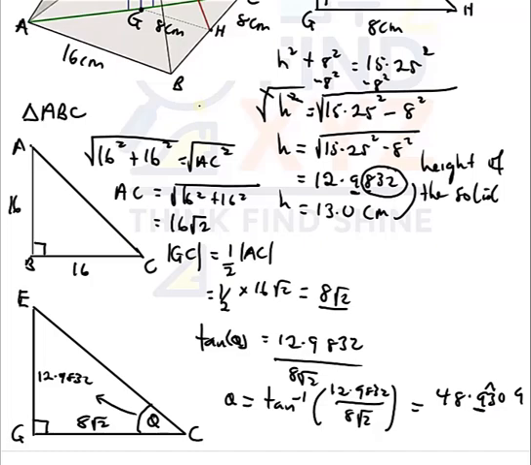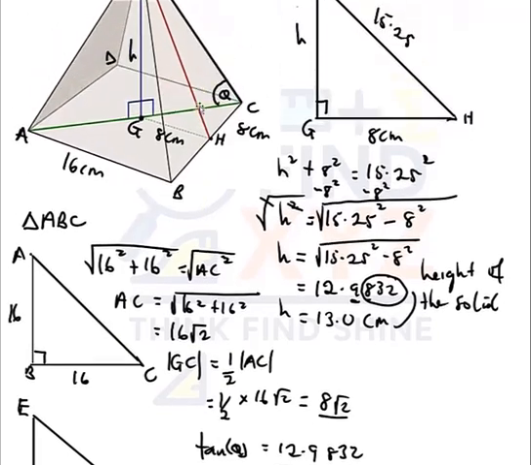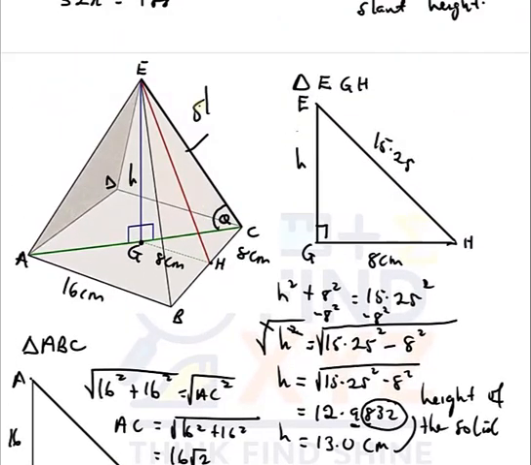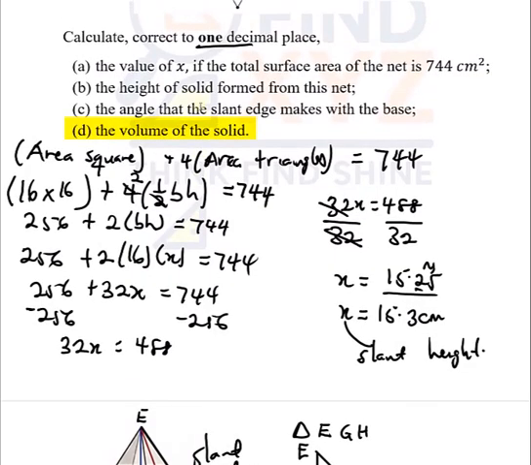Again, we're told to leave our answer in one decimal place. So this is 9. The next number is 3, which is less than 5. So we throw all those values away. So we are left with 48.9 degrees. That is the angle, the slant edge. Look at this. This is the slant edge. This is the slant edge. So that is the angle the slant edge makes with the base. Then the final part of the problem, the volume of the solid.